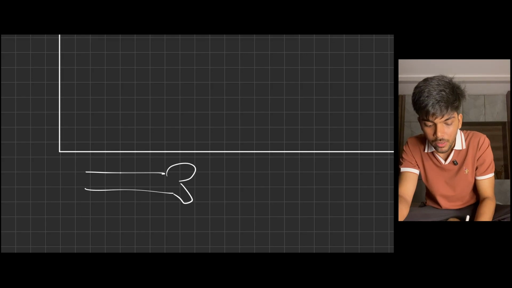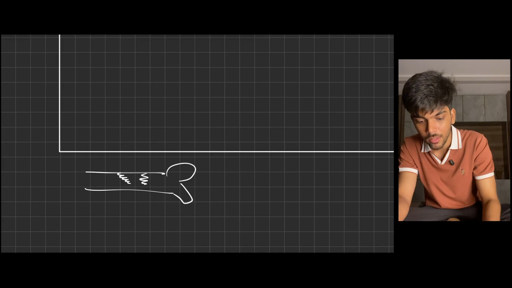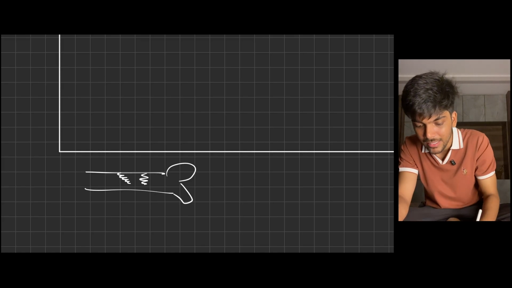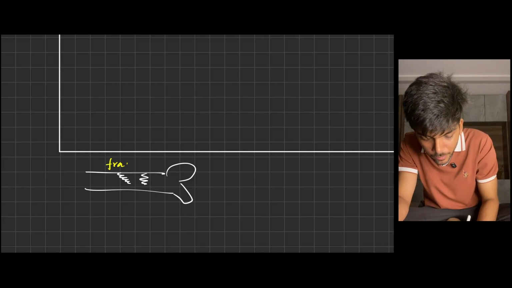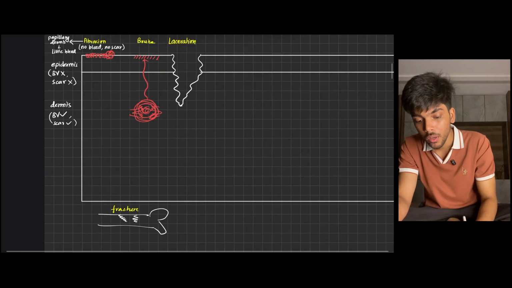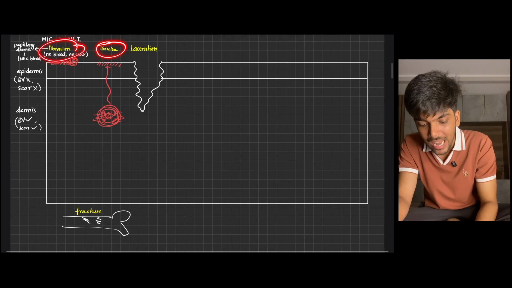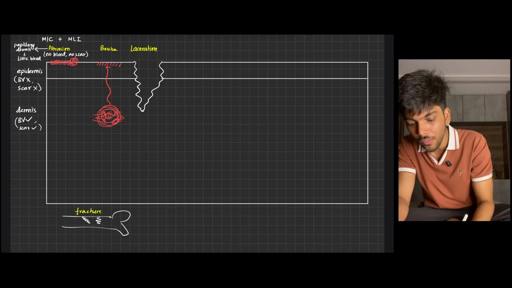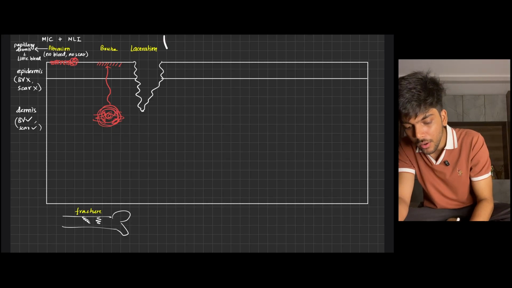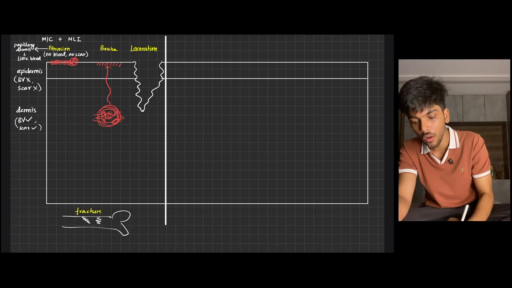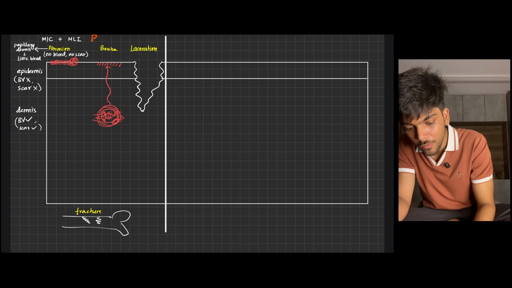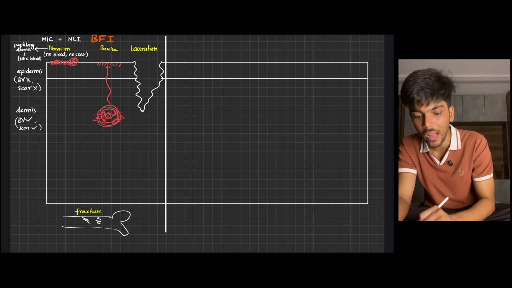When the bone gets broken, this is referred to as a fracture. So abrasion, bruise, laceration and fracture, they fall under blunt force injury. These are all blunt force injury, BFI.